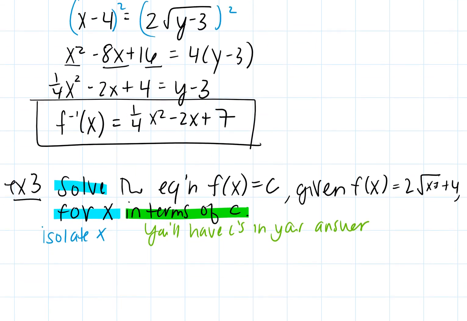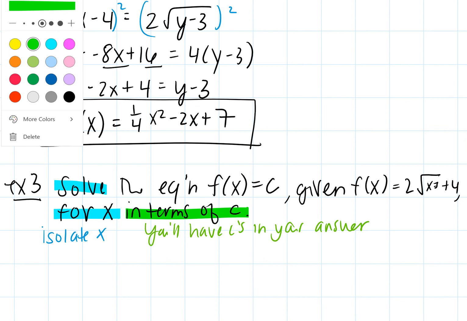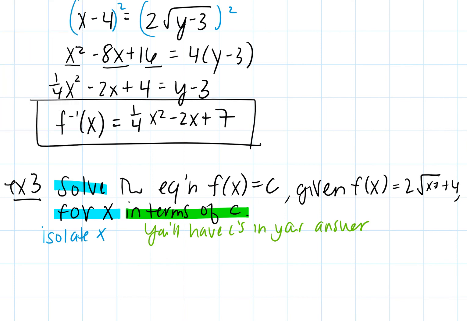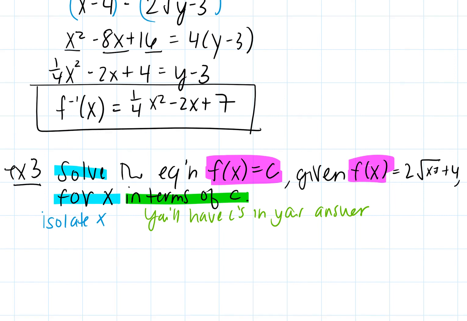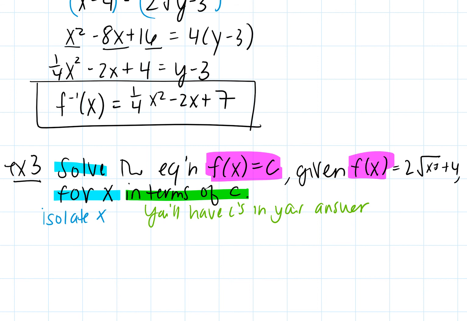Breaking down the directions is really the hard part about this problem. The solving you're quite good at. And so this last thing I noticed is that we're going to solve the equation f of x equals c. And we're given a function f of x. So what that's essentially telling us to do is take this function f of x and set it equal to c. So we have c equals 2 root x minus 3 plus 4. And we want to isolate x, so let's get x by itself.